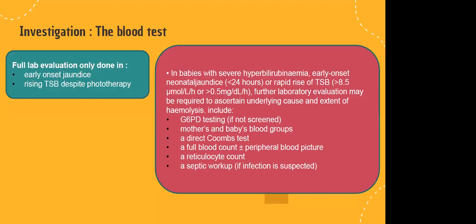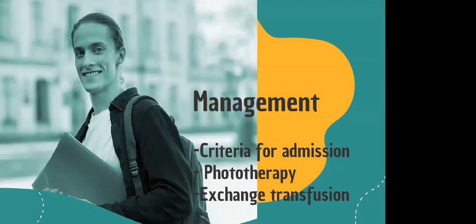According to the CPG, in babies with severe hyperbilirubinemia, an early onset of jaundice that happens less than 24 hours or a rapid rise of total serum bilirubin of more than 8.5 micromole, we will do further laboratory evaluation to know the underlying cause and extent of hemolysis, which includes G6PD, the mother and baby blood group, direct Coombs test, full blood count, plus or minus peripheral blood picture, reticulocyte count, and a septic workup if we suspect infection.